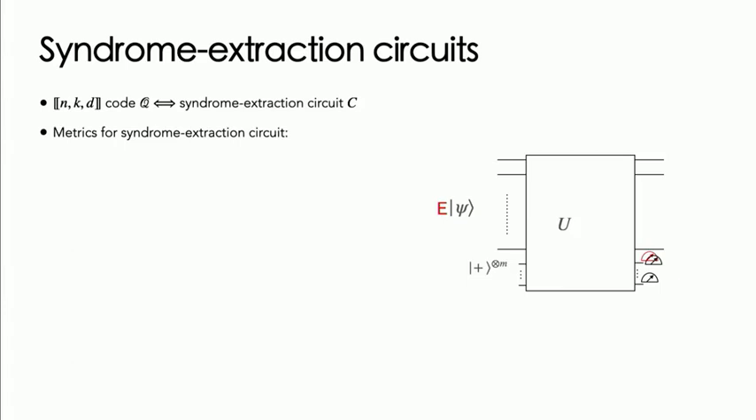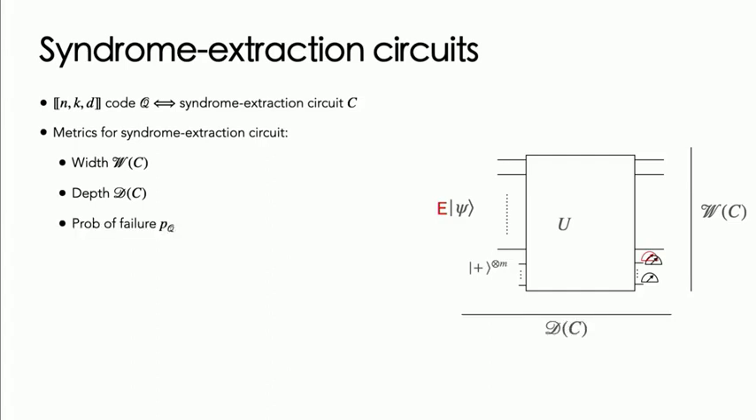So a syndrome extraction circuit, whether or not it's efficient, we're going to gauge using three metrics. One, the width, which is the total number of qubits that this circuit needs. Two, the depth, which is the total number of time steps for which the circuit is running. And finally, the probability of logical failure, which in this case I've denoted P sub Q. Q is the code. P sub Q can depend on a lot of parameters. It can depend on the code that we've chosen. It could depend on the syndrome extraction circuit. And I'm going to be interested in studying this function as it depends on the size of the code in our code family.